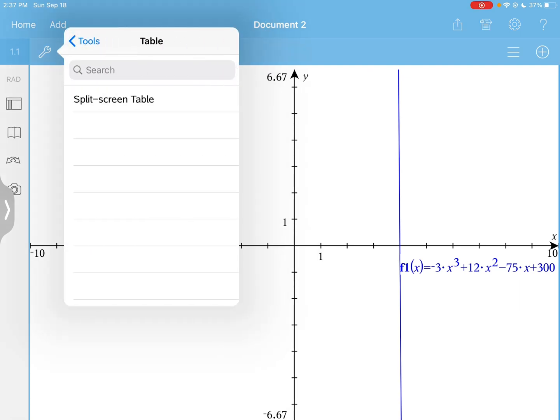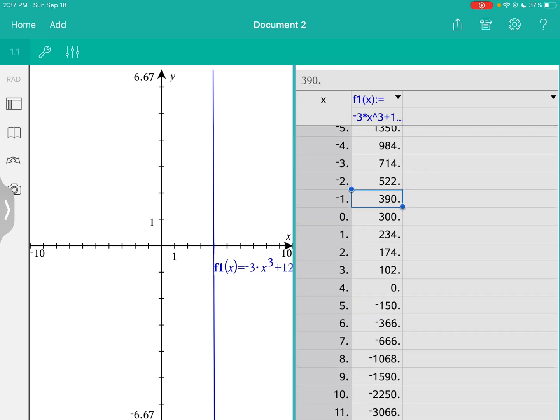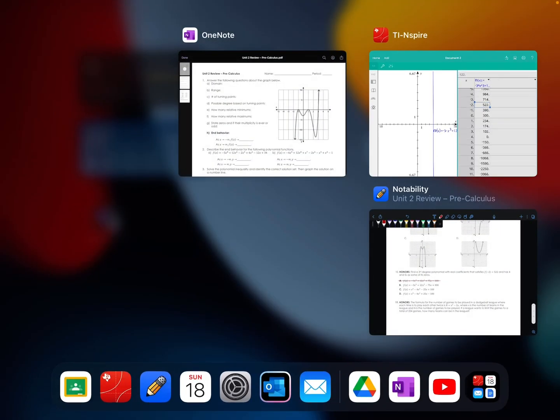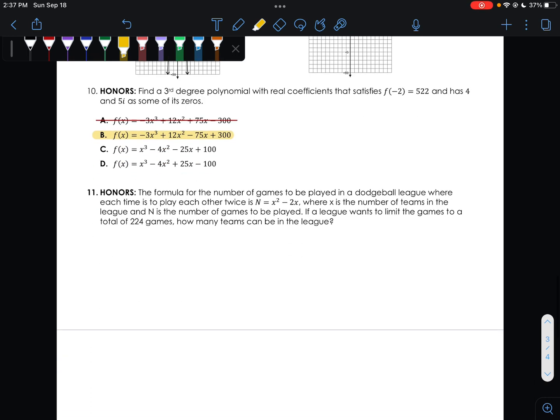Control T for my table. I look at 4. It does have a zero at 4. Now I need to see if it has the point negative 2, 522. Negative 2 goes through the point 522. Therefore, that's my answer, and we're done. So we don't have to go through all that work, but it is nice to show you how to do it by hand.